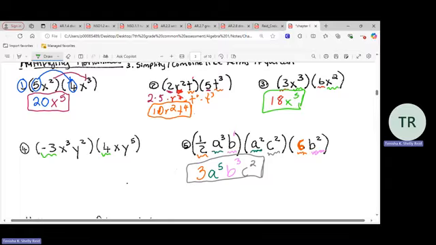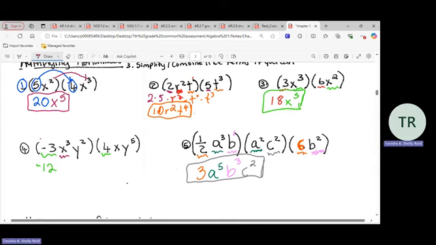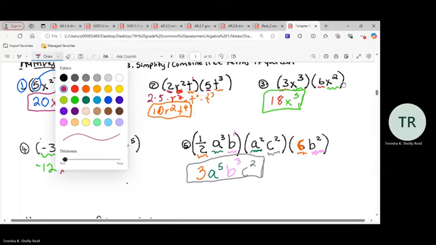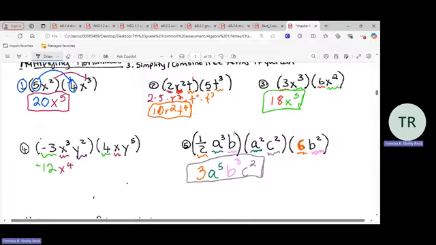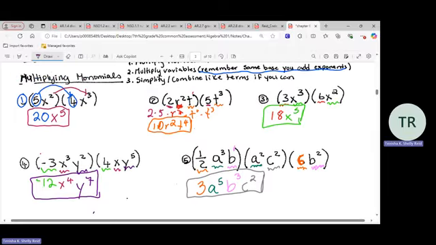Negative 3 times 4 would have given you negative 12. And then you move on to the variable, so x to the third. There's another x over here, so now it's x to the fourth power. Then we have y to the second power times y to the fifth power. Now altogether, there's y to the seventh power. And that's it, folks. That's multiplying monomials, 1 and 1.